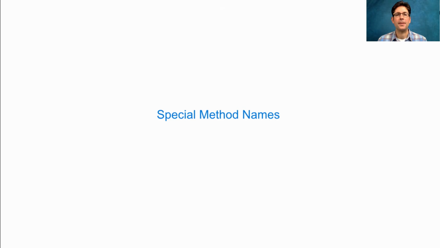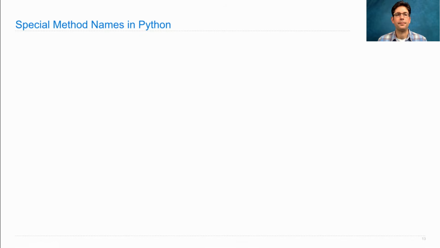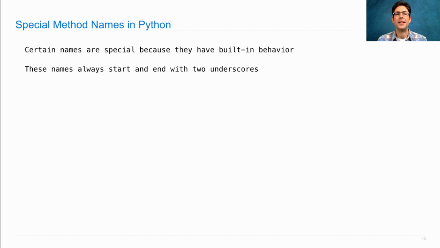Special method names are a topic particular to the Python language. Certain names in Python are special because they have built-in behavior of some sort. And they always look the same. They always start and end with 2 underscores. So when you see a name with 2 underscores around it, that's just an indication that it has some particular behavior. It interacts with the built-in object system in some way.